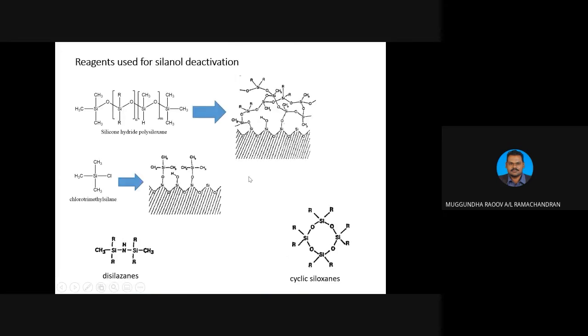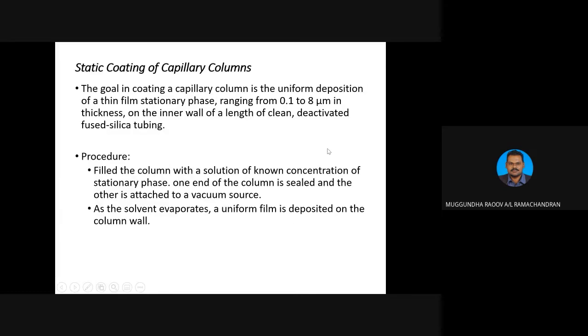So now, class, the reagent that we use for silanol deactivation is this one. Okay, silicon hydrate polysiloxane or chlorotrimethylsilane. Basically, what we are doing is just deactivating the silanol groups. So the functionality of the silanol group will change.